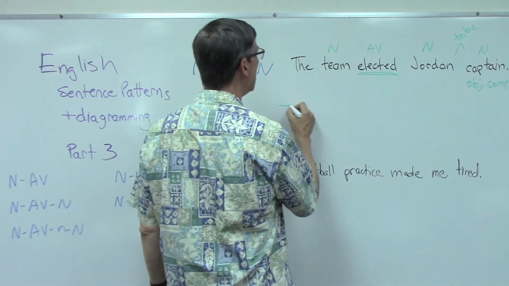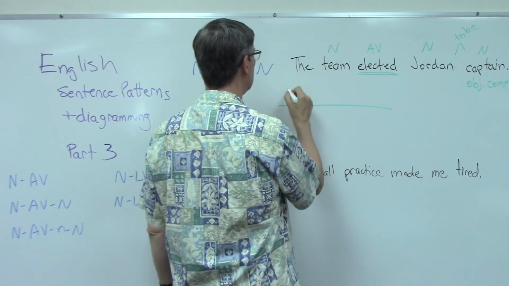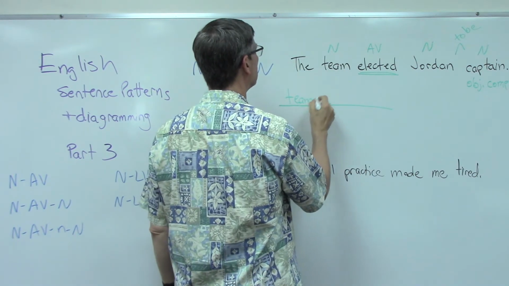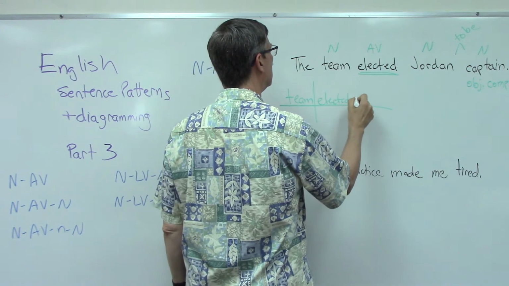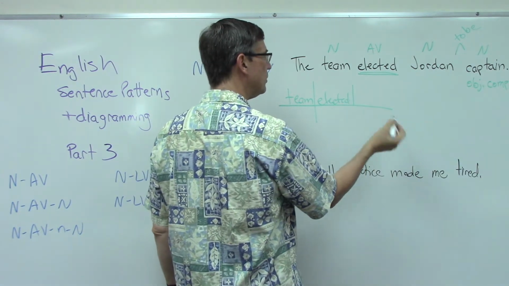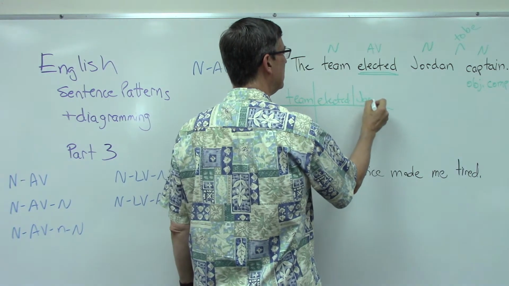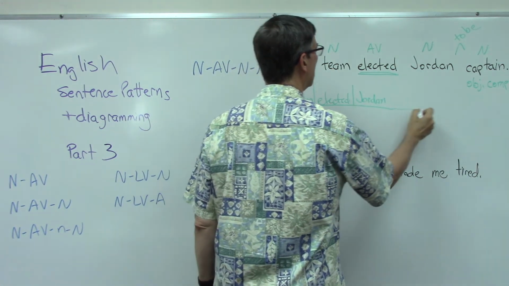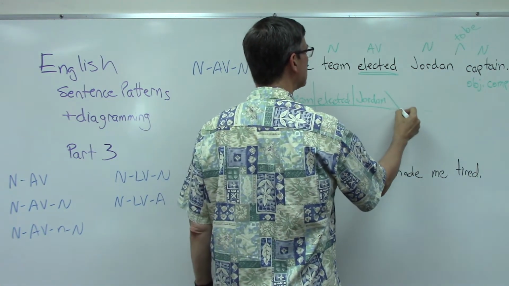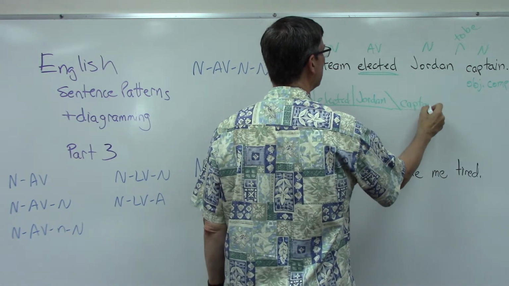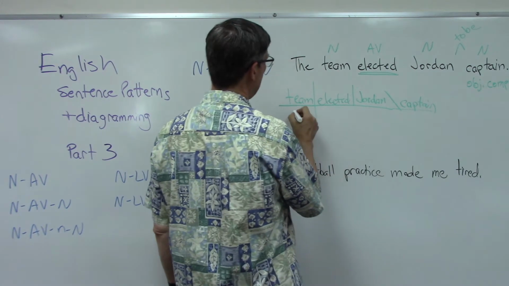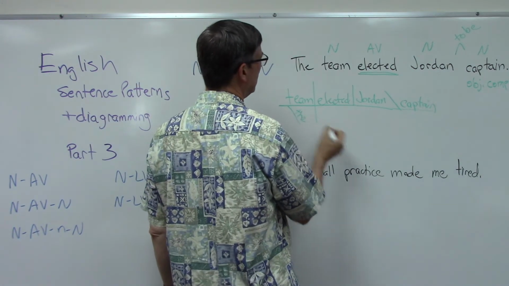Here's how we diagram it. We'll start with team, elected. It's a direct object, so we do a straight line. Jordan. All right, make the line longer, and now we do a slanted line after Jordan, and that's where we put the word captain. Okay? And we could put the underneath here.